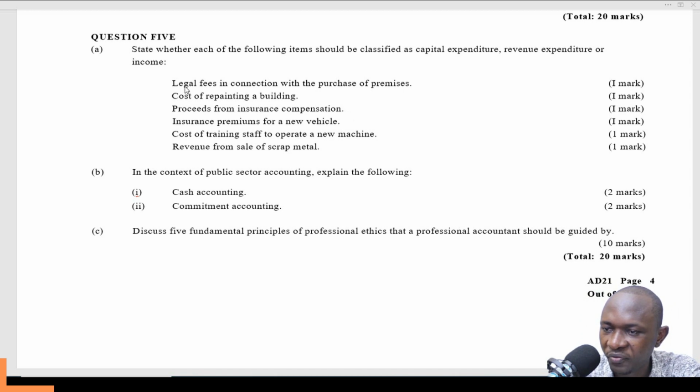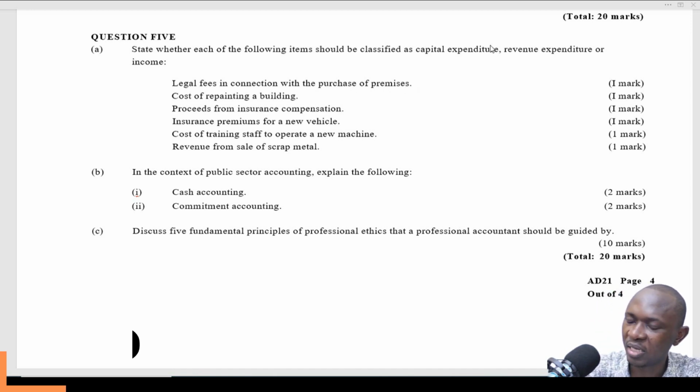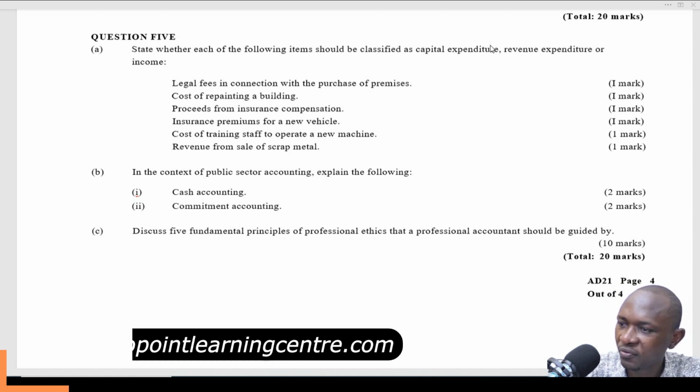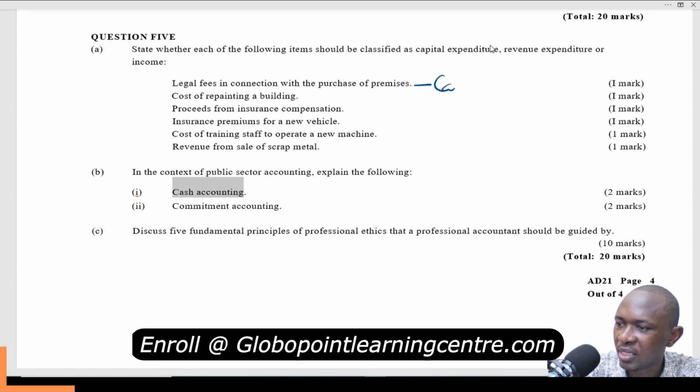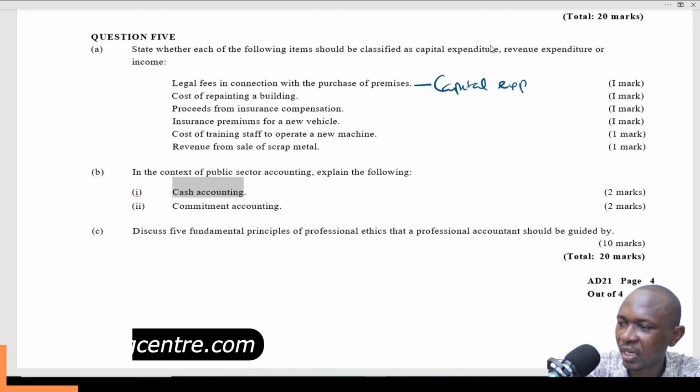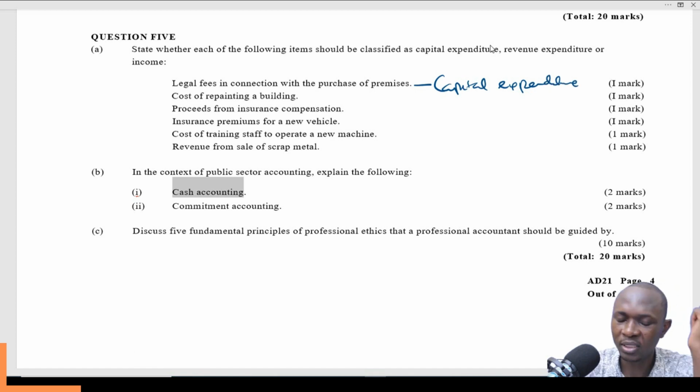Legal fees in connection with the purchase of premises. This one is a capital expenditure. Any expenditure that you incur to put a non-current asset into use is an incidental cost to put a non-current asset into use.